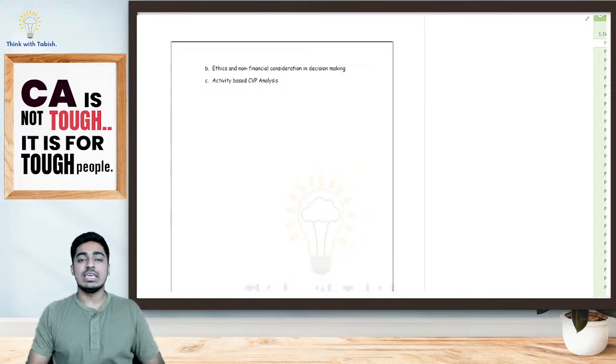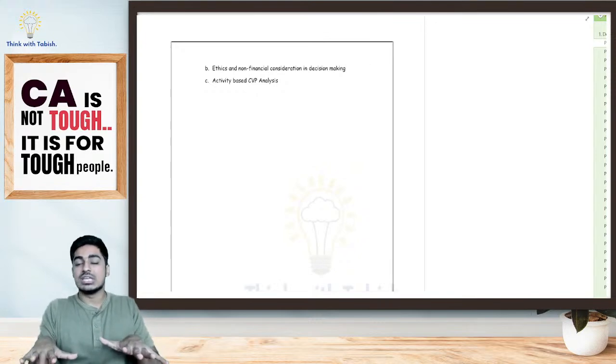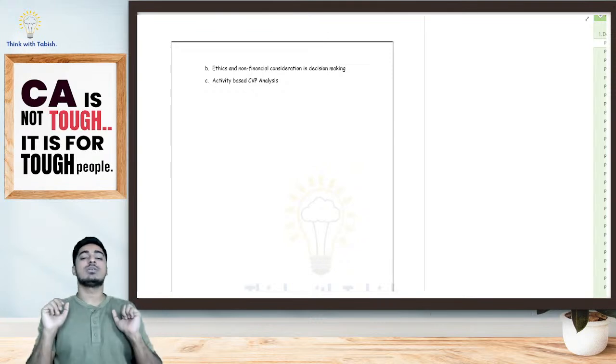Third item, break even point. It is a situation of no profit, no loss. That is, my total sales is equal to my total cost. That is, my contribution is equal to my fixed cost.